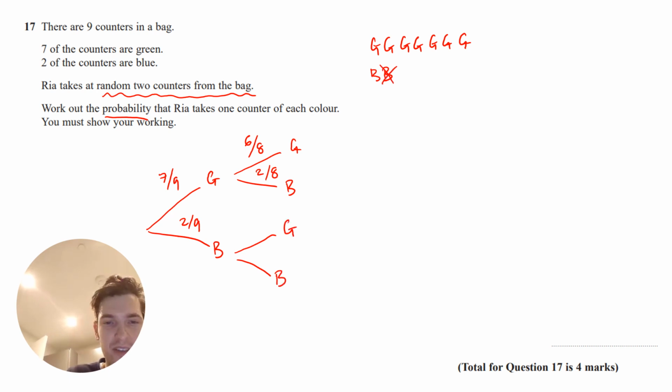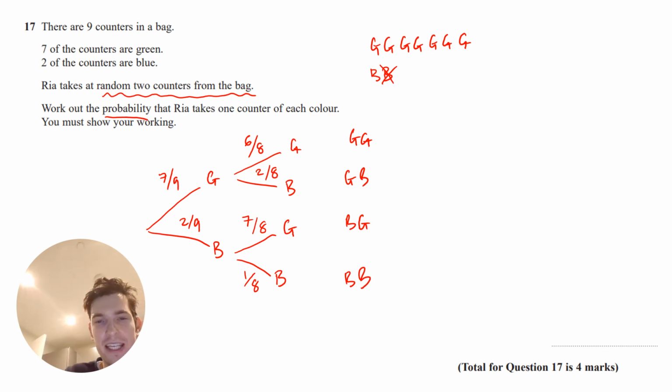Then there's still 7 green left, so 7 out of 8, and 1 blue, 1 out of 8. All right, let's do my outcomes, which I can do. And I want one of each color. So which of those? I think it's these 2 outcomes here. So I'm just going to work out the probability for those.